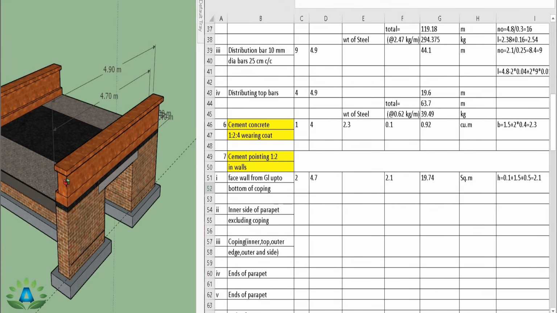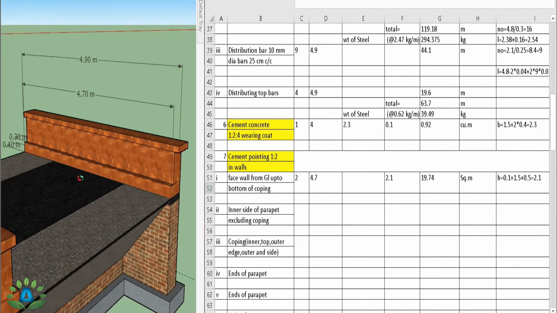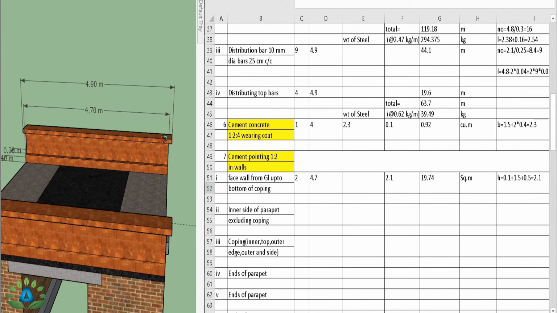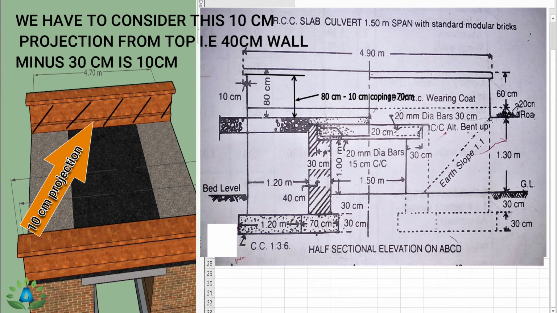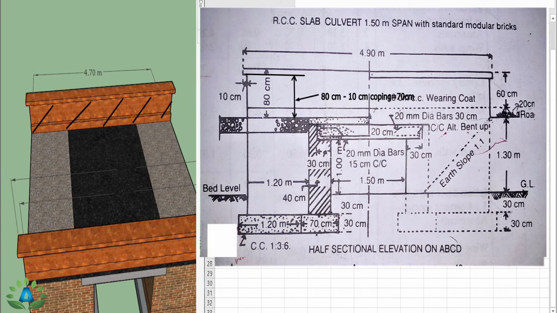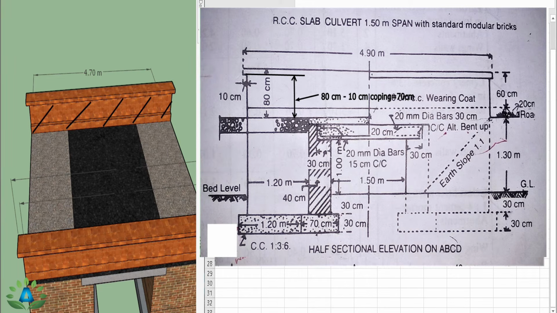Now here we have already done this pointing on this surface and this surface. Now we are going to do this pointing on these inner sides of this parapet, excluding this coping. That means this side and this side. That means we have to see the height of this portion and the length from this point to this point, and we have to consider this 10 centimeter projection from the top side. We have already the height of 80 centimeter from this point to this point. That means this total height is 10 centimeter, that is the top projection, plus 80 centimeter, and we have to reduce this coping of 10 centimeter height, that is the total is 80 centimeter height.